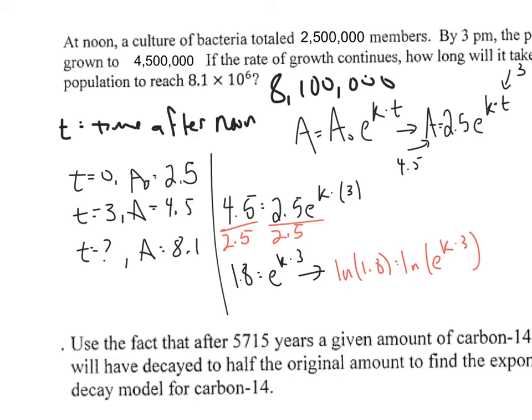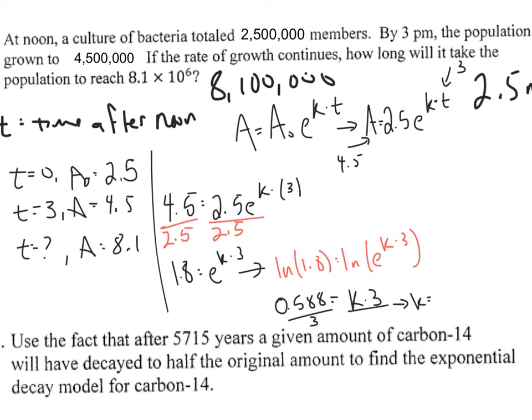And on this left side, we have just a number, right? The natural log of 1.8 is about 0.588. The natural log of e to the k times 3 is actually just k times 3. So if we want k, we can just divide by 3 on both sides, giving me that k is about, we don't have an exact answer, but it's about, and I've already rounded a little bit, 0.196. Fine?